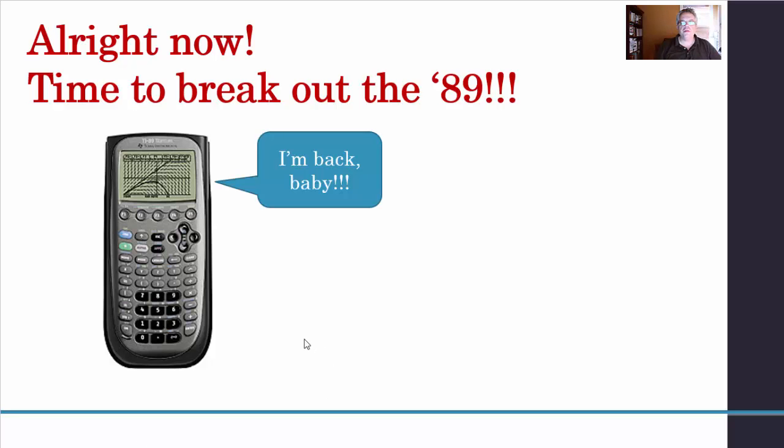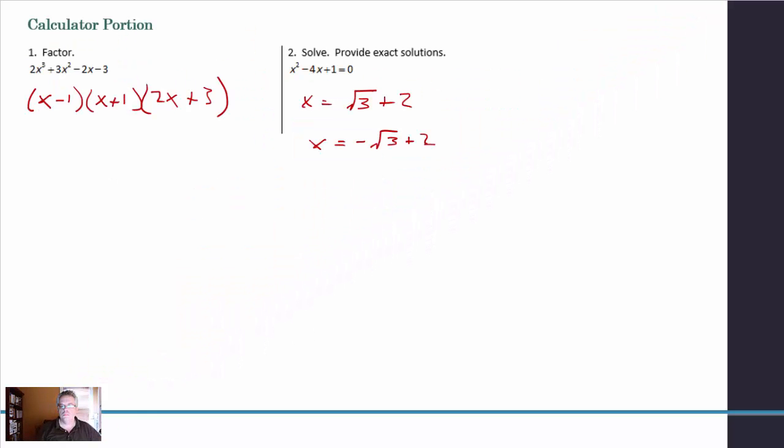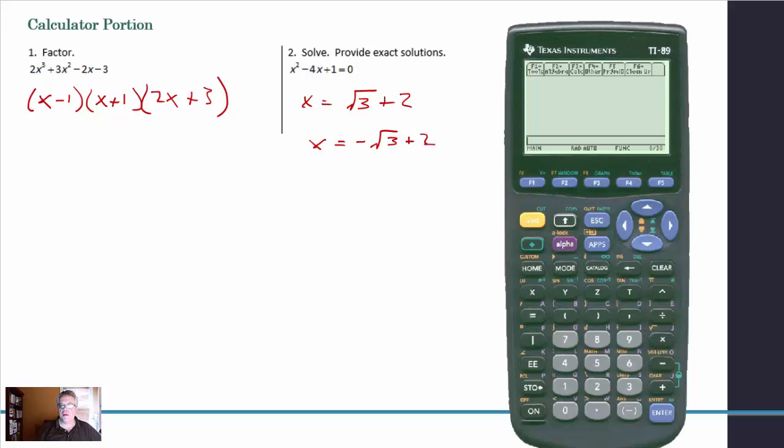Alright, now time to break out the TI-89. This part might take slightly longer because I'm going to enter the commands into the calculator. Okay, it's time for the calculator portion. So let me break out my TI-89. Remember, I have an older version here, but the commands are the same as yours.